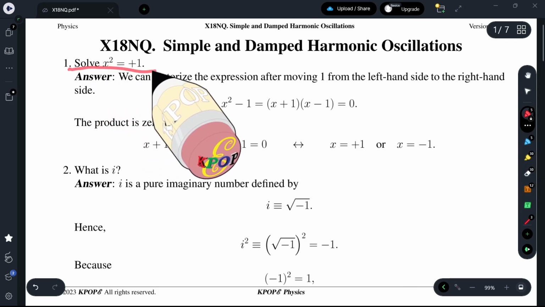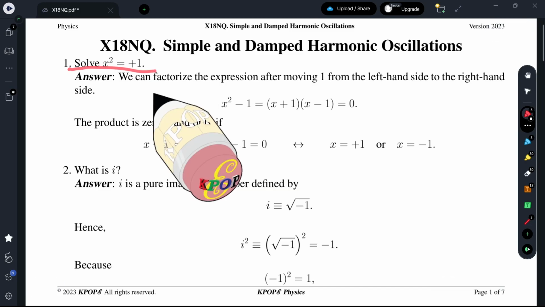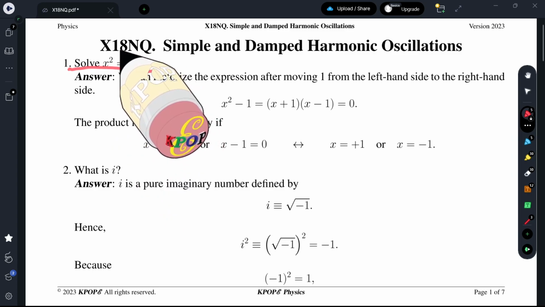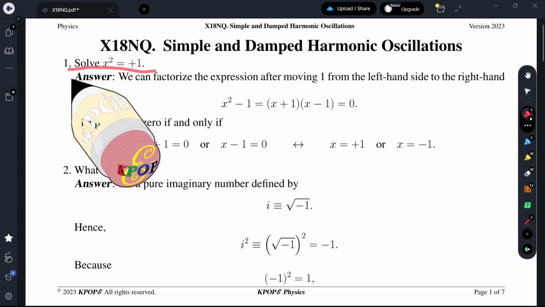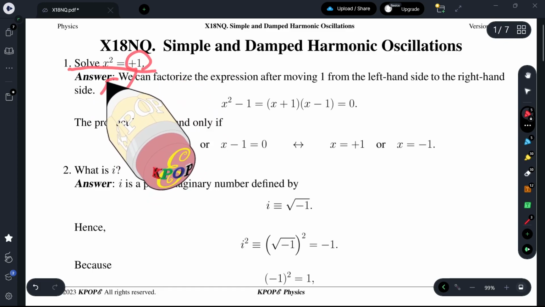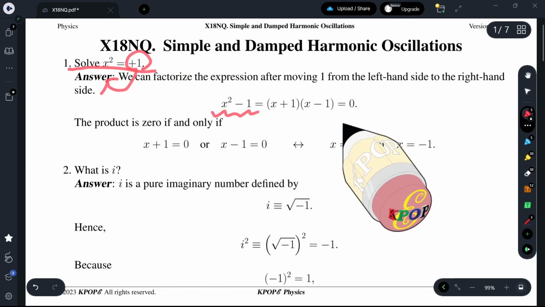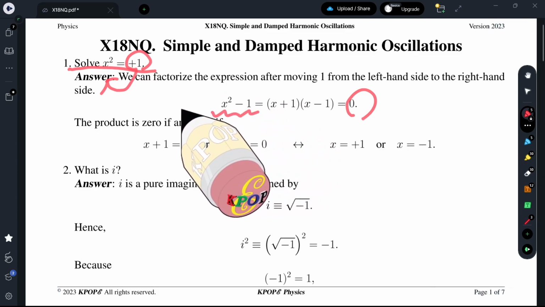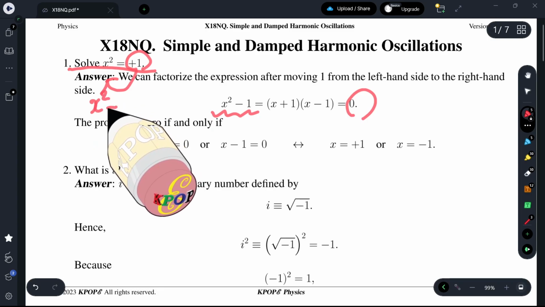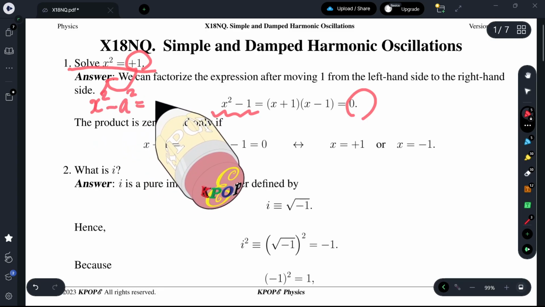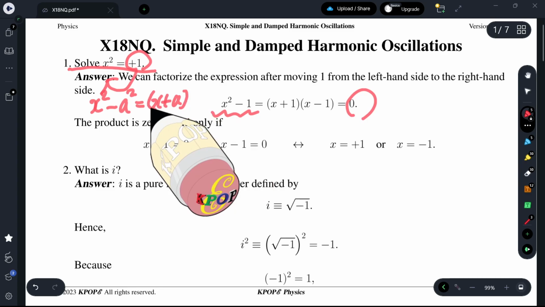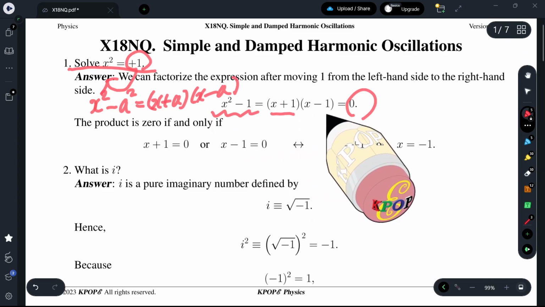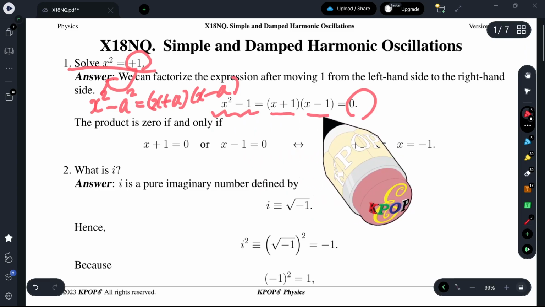Solve x squared equals plus 1. A middle school student can solve this problem. To solve this quadratic equation, you move the plus 1 to the left-hand side, and it becomes x squared minus 1 equals 0. Because x squared minus a squared equals (x plus a) times (x minus a), it is factorized into (x plus 1) and (x minus 1).